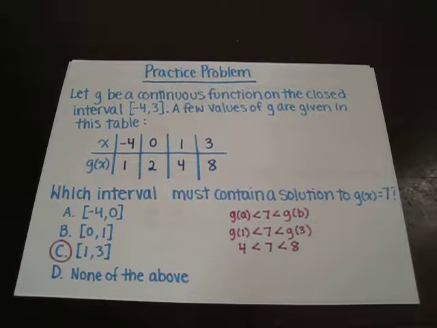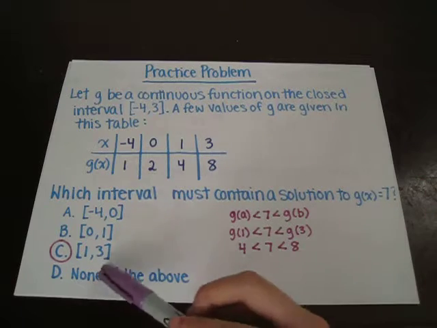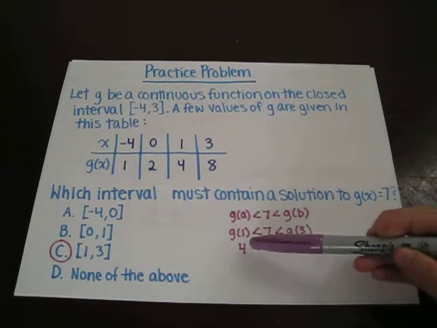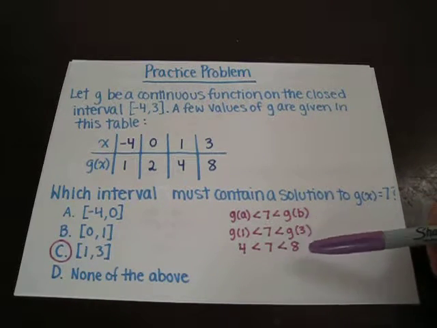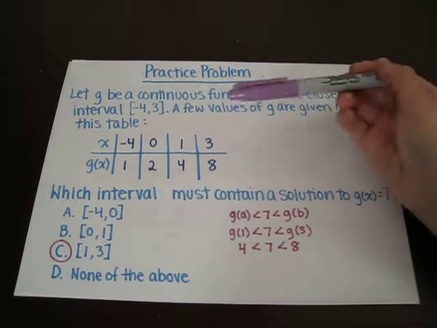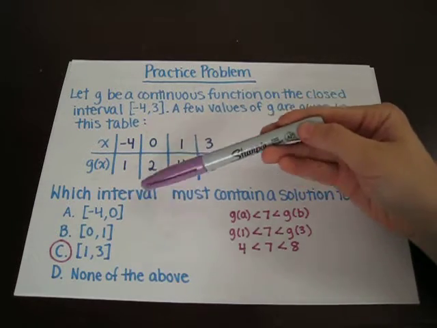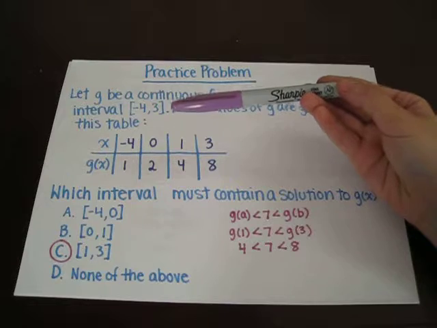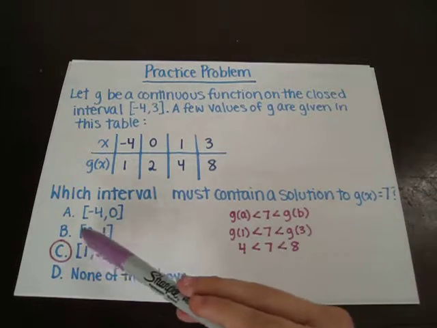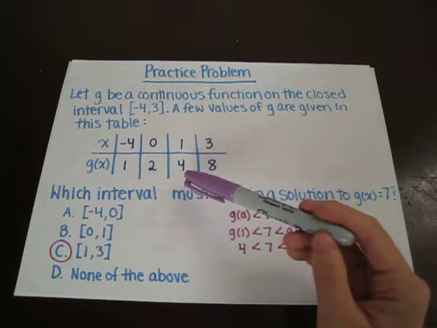So for that question, you would need to find which interval has 7 between g of a and g of b. And for that, c is the answer because g of 1 equals 4, and g of 3 equals 8, and 7 is between 4 and 8. And it wouldn't work for the other ones because g of -4 is 1 and g of 0 is 2, and 7 is not between 1 and 2. And g of 0 is 2, g of 1 is 4, 7 is not between 2 and 4.